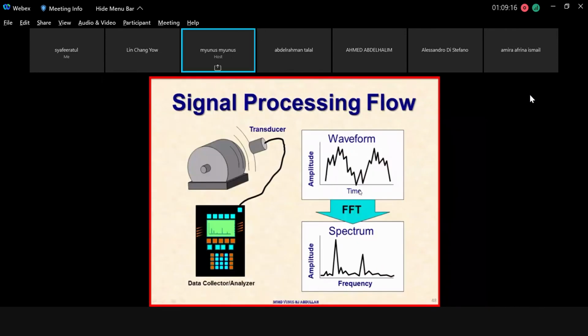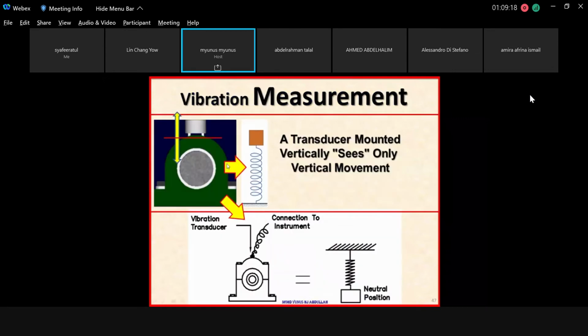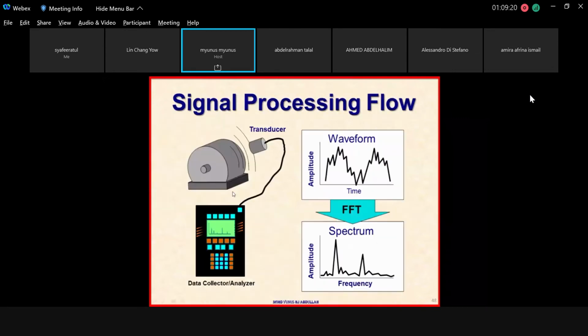This is how it works. From the source, this is what we call the source, then you have the analyzer. We collect with the analyzer, then you look for the spectrum. Then you know how much the vibration level is to overcome. Toward that, you can also calculate the vibration level. The calculation will be done in the laboratory, and we're going to look at that.